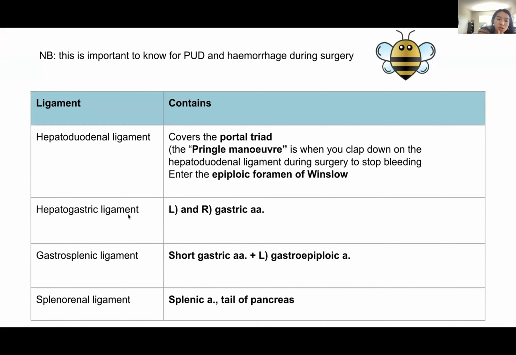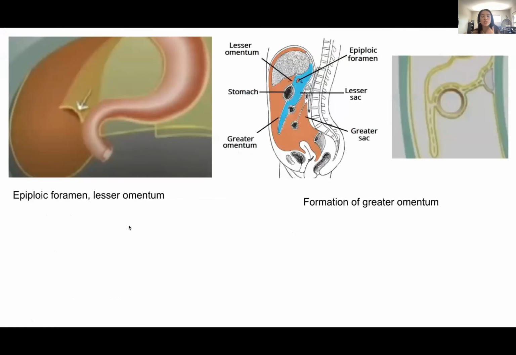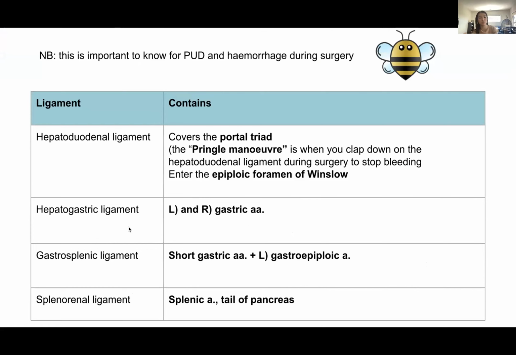So these are the ligaments that you need to pay a bit more attention to, because they actually contain arteries, or the arteries are underneath them. And if you were to have a hemorrhage, you need to know where to look for it, right? And also for some surgeries, you can clamp down. For the hepatoduodenal ligament, that is actually where the portal triad is. So you remember the portal triad is the duct and the artery and the vein. So you do this Pringle maneuver, where you just clamp down on the hepatoduodenal ligament, and that's to stop bleeding.